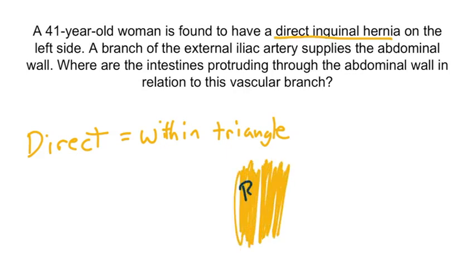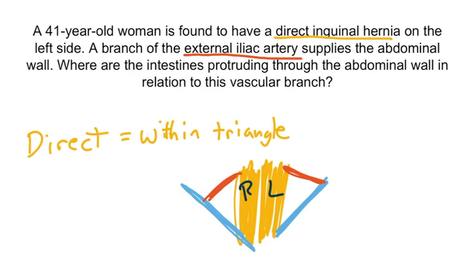And this is the patient's right, and this is the patient's left. And then we have the inguinal ligament right here, on both sides, of course. And then the lateral border is the inferior epigastric vessels. And going back to the question, we're told to think of the external iliac artery and one of its branches that supplies the abdominal wall. Now, what branch are we referring to here? The inferior epigastrics. That's the branch from the external iliac artery that will supply the abdominal wall.